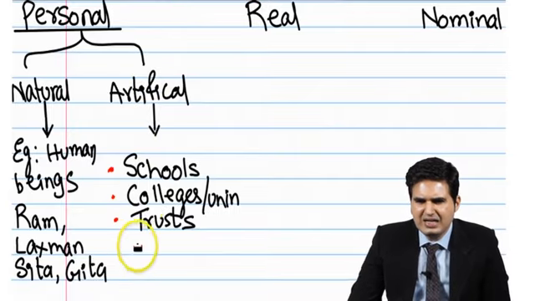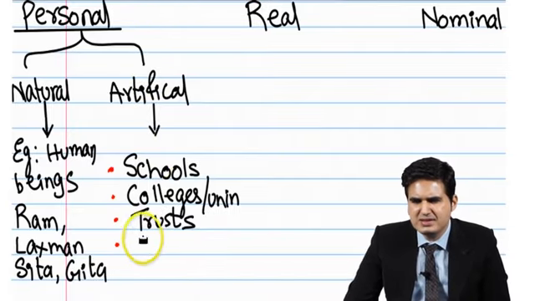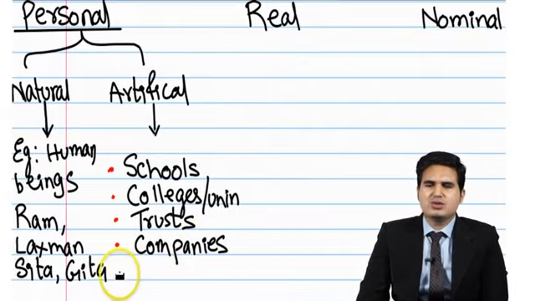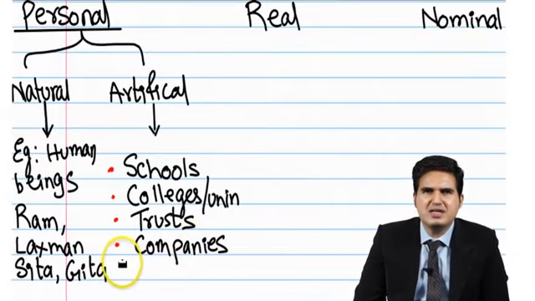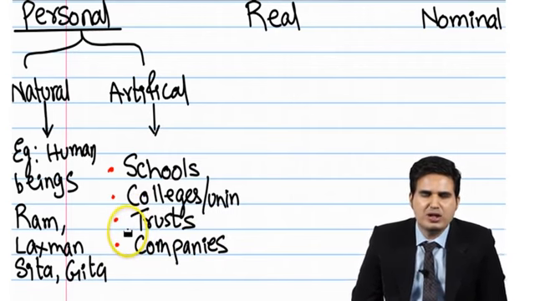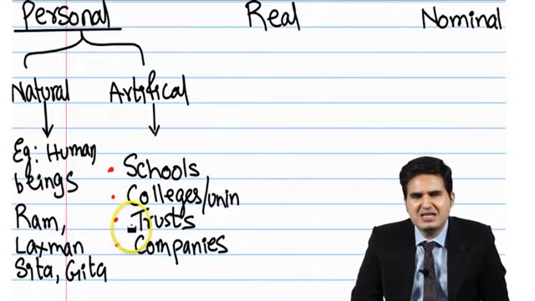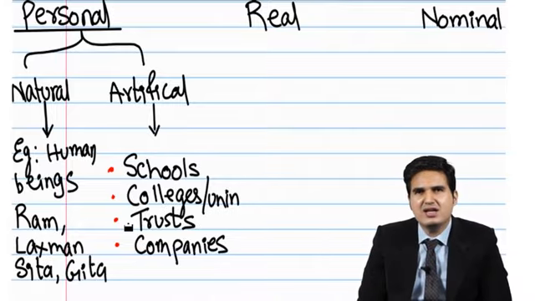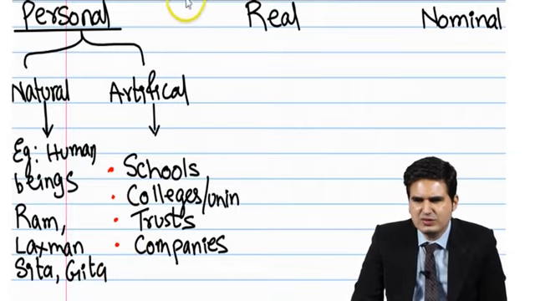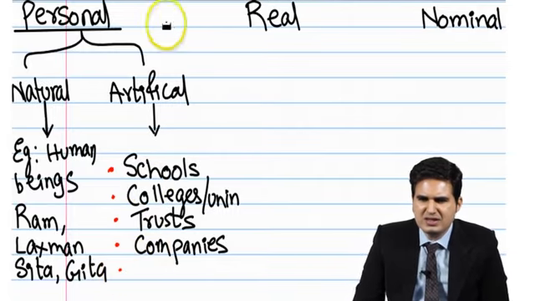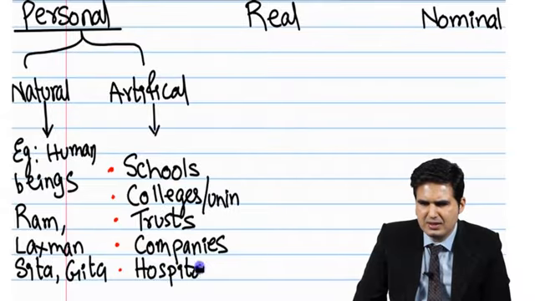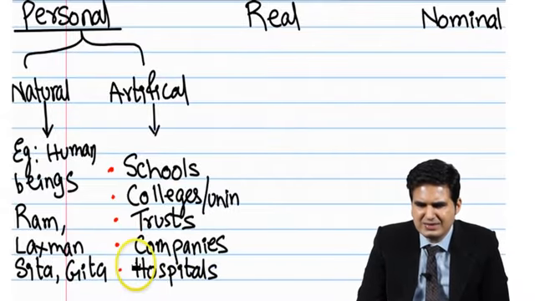Apart from this, I can also give you the example of companies. Companies have their own identity, and different companies have different names. If I tell you the name of a particular company, a clear picture is set in your mind that this person is talking about this particular company. Apart from companies, I have hospitals, and banks.